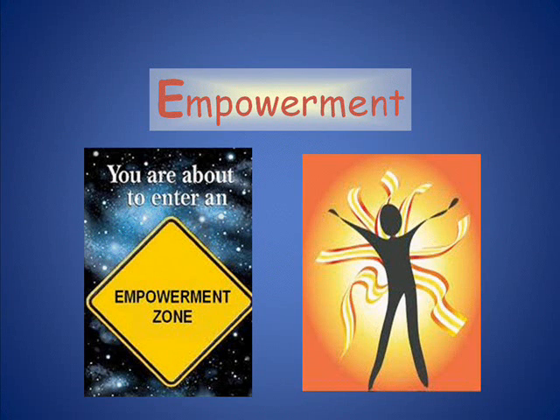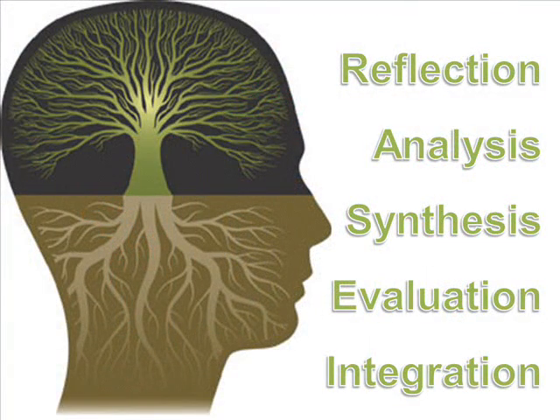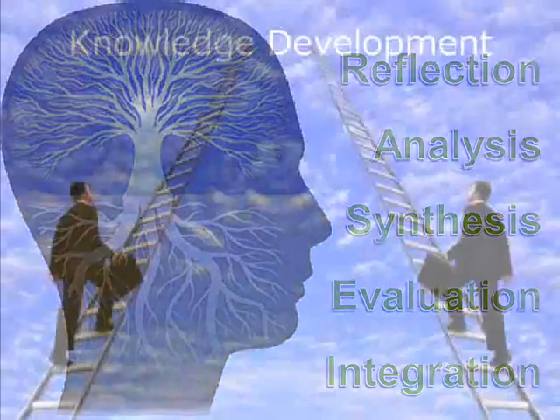Empowerment, or enabling people to act, think, control, and make decisions in autonomous ways and be in control of their own destiny. And the last E, extra. That extra effort, extra involvement, extra initiative as the learner takes accountability for the learning process and craves more. These are characteristics of engaged learners which result in deep learning, defined in the literature as a type of learning that focuses on reflection, analysis, synthesis, evaluation, and integration.